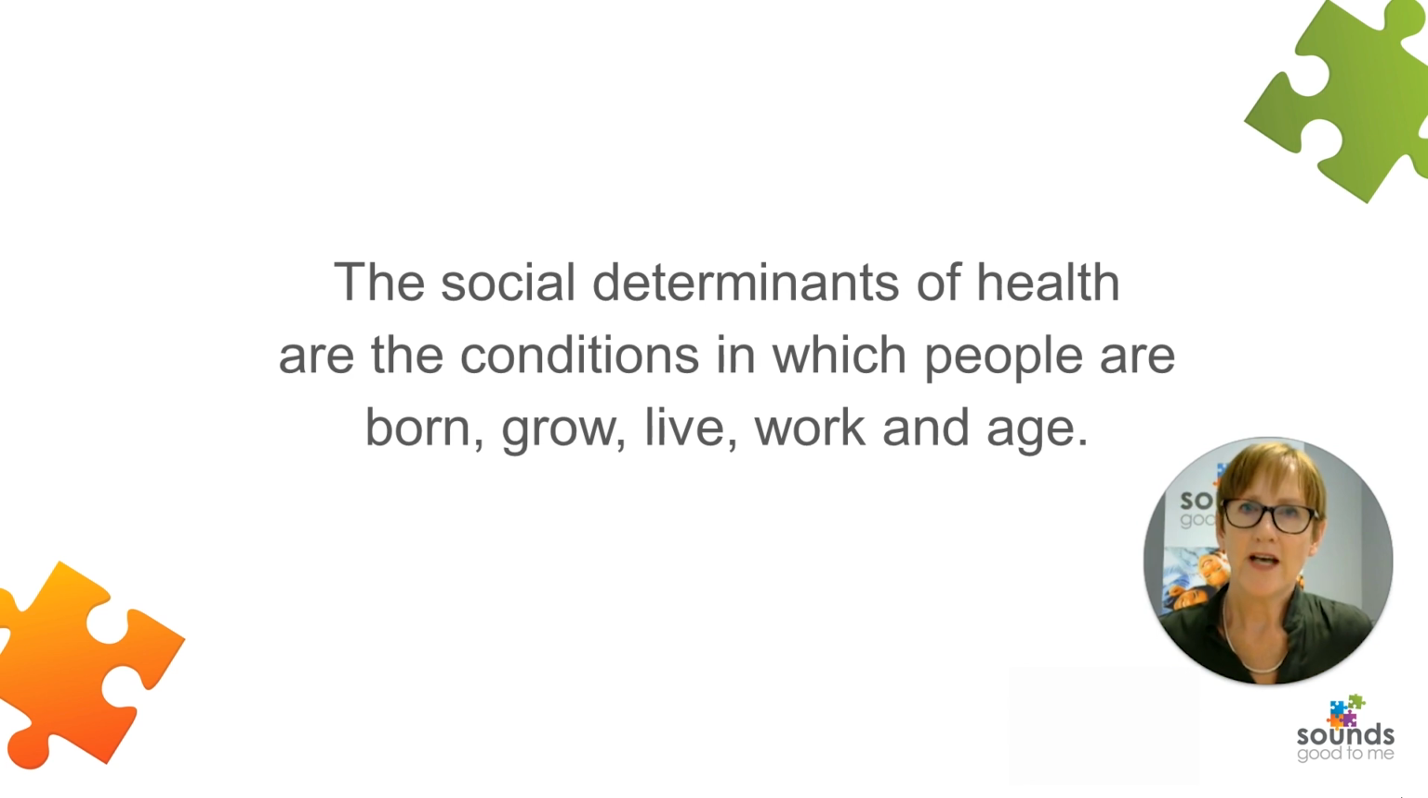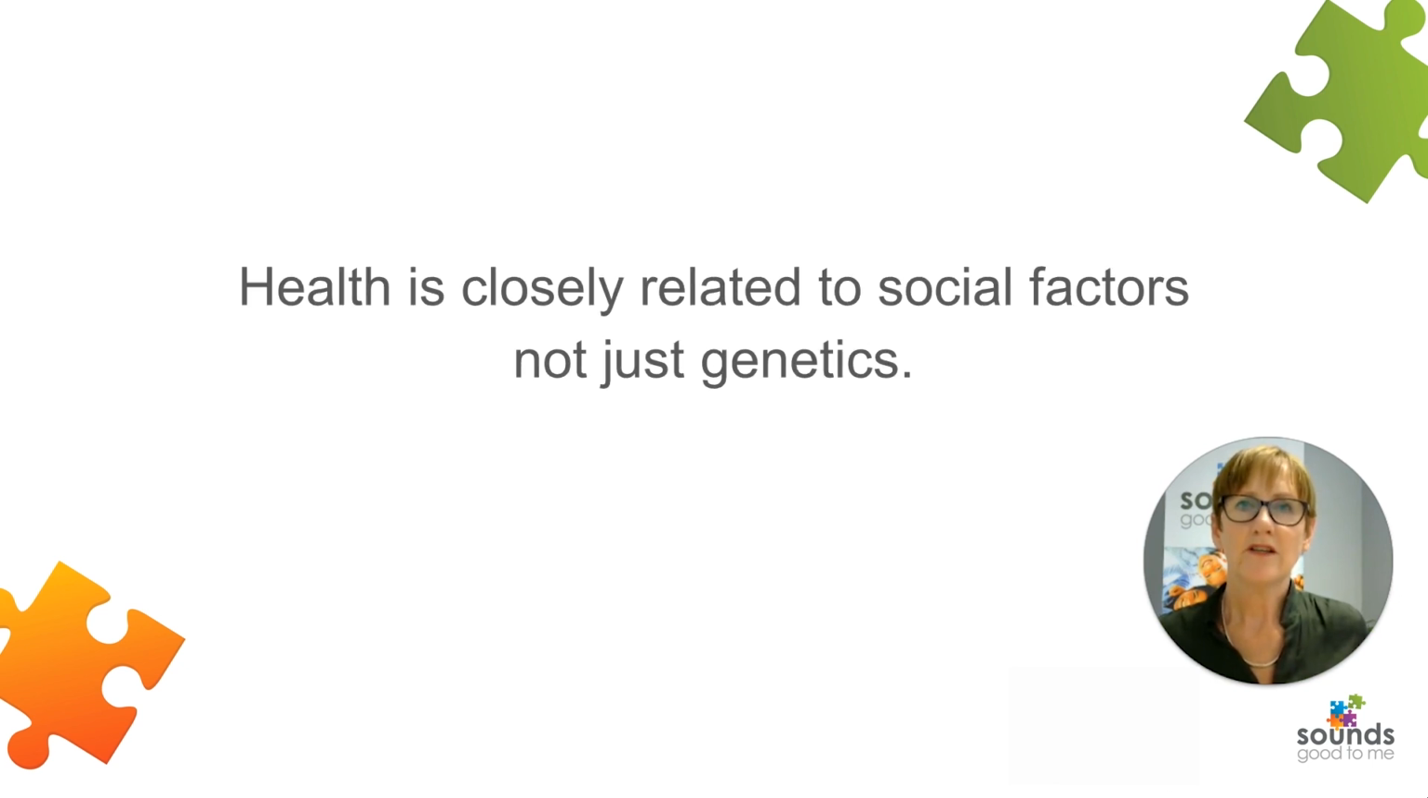So for those of you who aren't familiar, the social determinants of health are the conditions in which people are born, grow, live, work, and age. So it's the environment in which you live that is actually more critical to your health outcomes than your genetics. And people often don't think this. They think, oh, my mother has diabetes, therefore I will too.